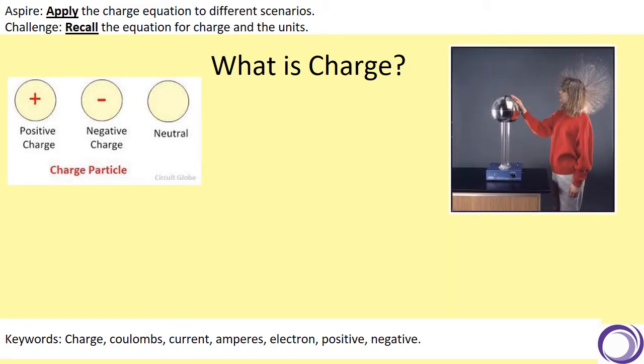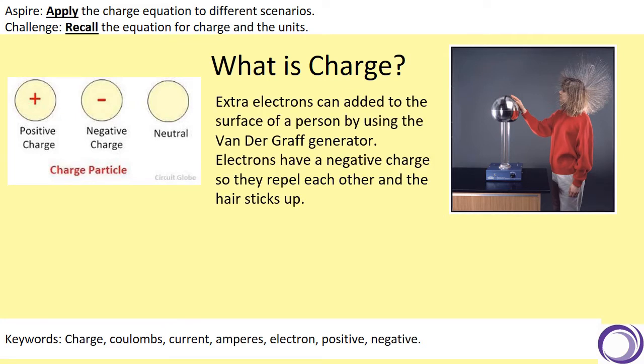You might have seen a Van de Graaff generator, someone on there with their hair sticking up. Extra electrons can be added if you're on the Van de Graaff generator, so you touch the top and you're insulated from the ground. Electrons go up the belt onto the dome at the top, and because you're touching it, you get stored up with extra electrons all over the surface of your body. Those extra electrons have a negative charge, because electrons have a negative charge, so they repel each other. There's a force between these things that have got the negative charge, and that force is repulsion. So it tries to push the hair away, so your hair sticks up.